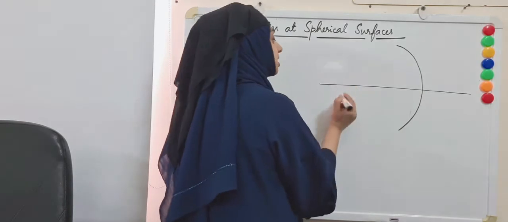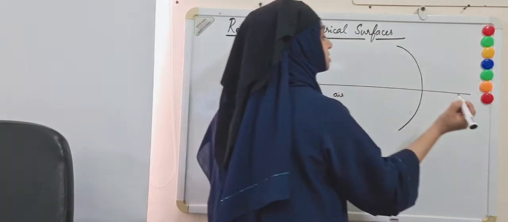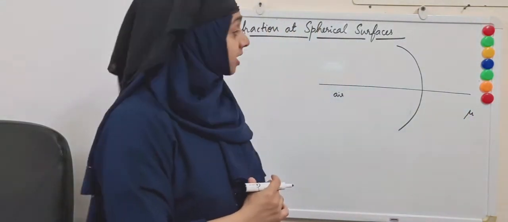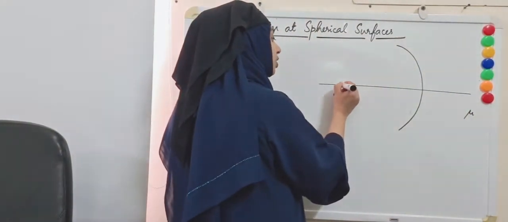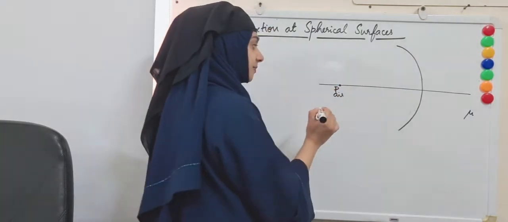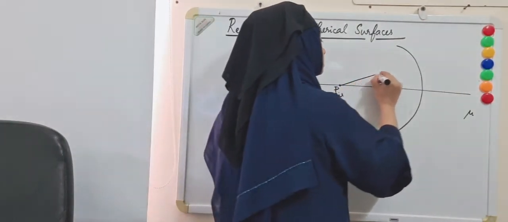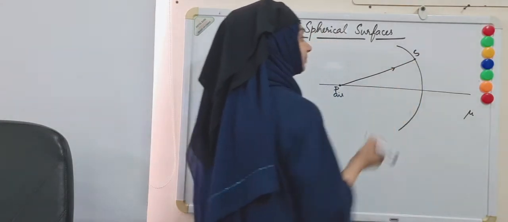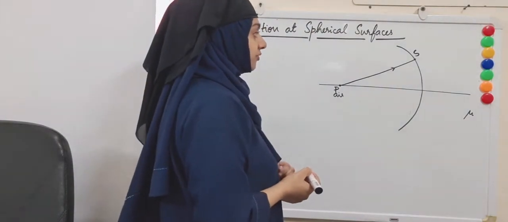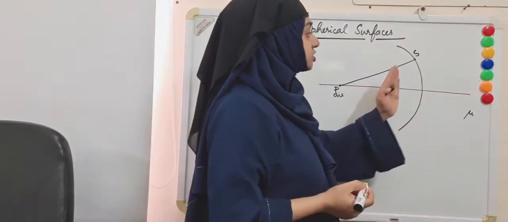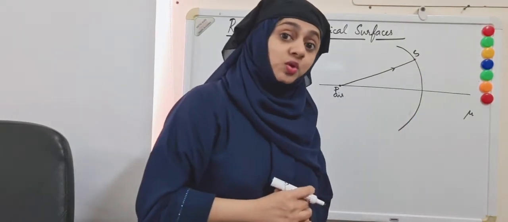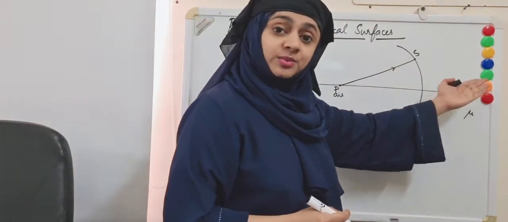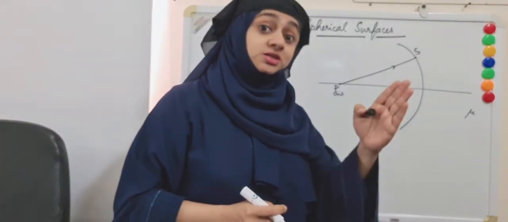Suppose on this side you have air and on this side you have any medium with the refractive index mu. And suppose there is an object at a point P and the light ray is incident on the surface at a point, say, S. So we have to know after refraction in which direction the light ray will go. So when it is entering from air to a denser medium, we know that it should bend towards the normal.